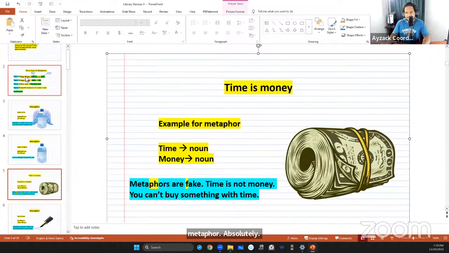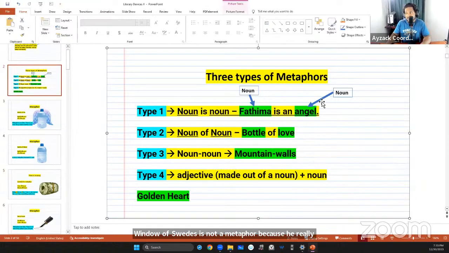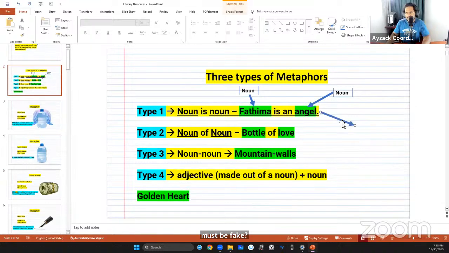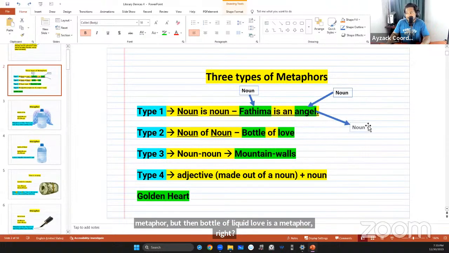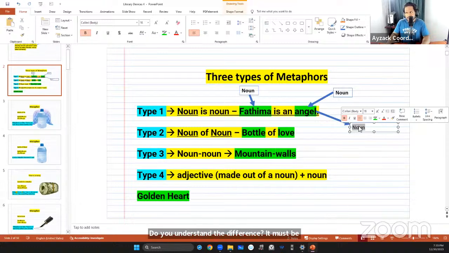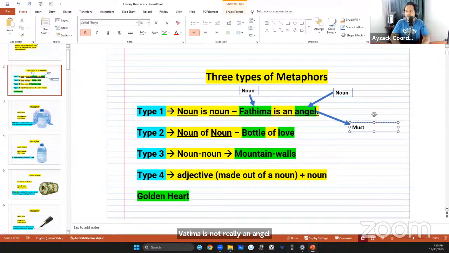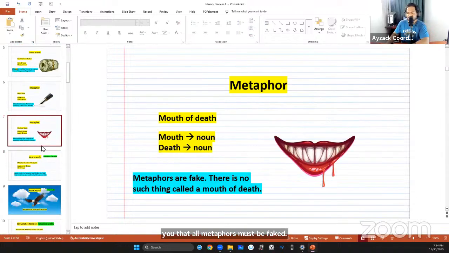Do you understand that metaphors must be fake? I'll give you guys that note also. Metaphors must be fake. Now, for example, bottle of water is not a metaphor, but then bottle of liquid love is a metaphor, right? Do you understand the difference? It must be fake. Fatima is not really an angel. Let's move forward. So now you guys know what metaphors are.